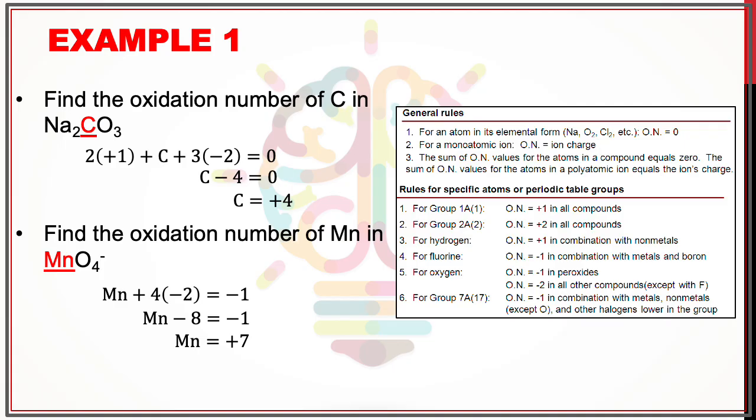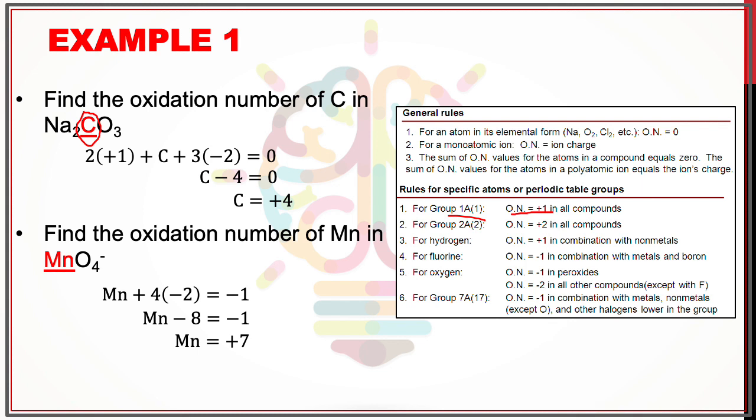Okay, this is an example for the calculation of the oxidation number. For the first question, find the oxidation number of carbon in Na2CO3, sodium carbonate. So I want to calculate the oxidation number for this carbon. We know that Na is in group 1, and from these rules, for group 1, oxidation number is positive 1. Because we have 2 atoms here, it is 2 multiplied with positive 1.